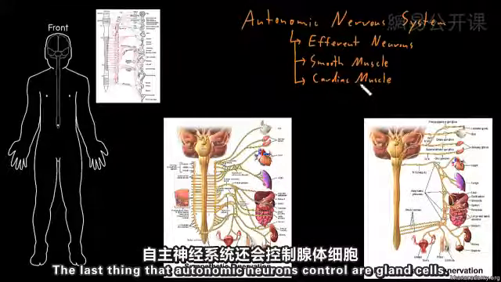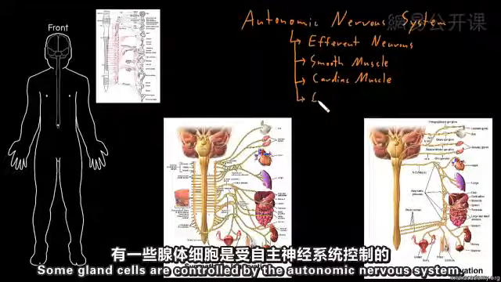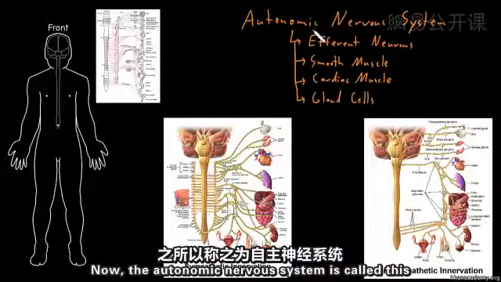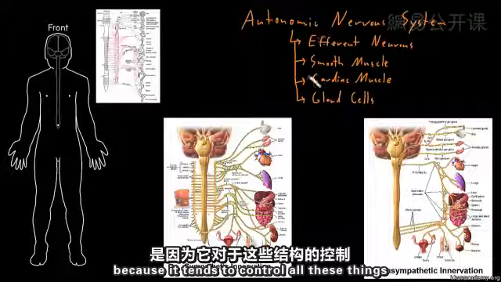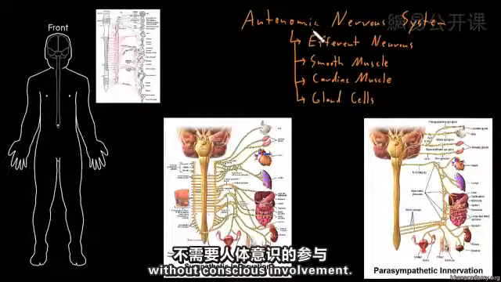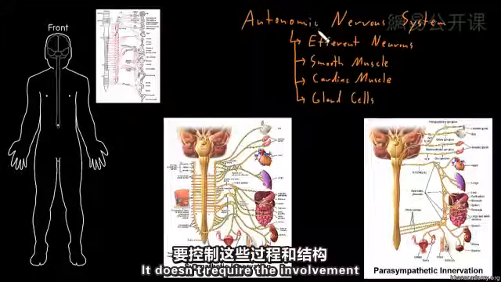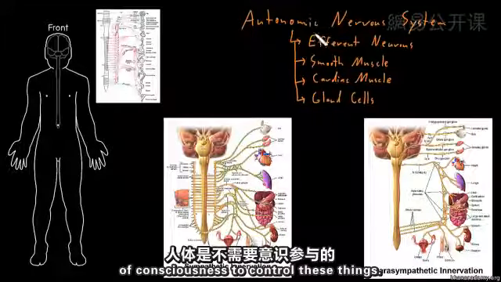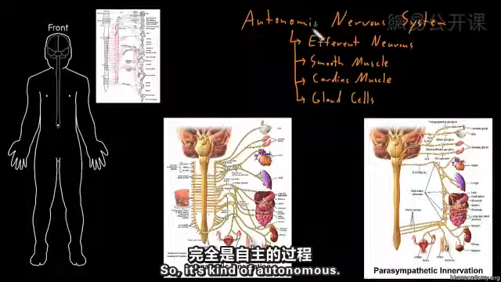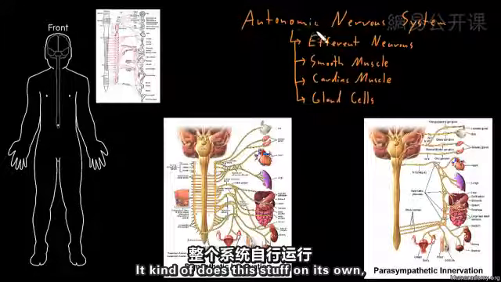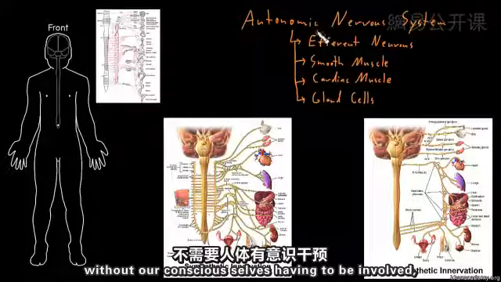The last thing that autonomic neurons control are gland cells. Some gland cells are controlled by the autonomic nervous system. Now, the autonomic nervous system is called this because it tends to control all these things without conscious involvement. It doesn't require the involvement of consciousness to control these things. So it's kind of autonomous. It kind of does this stuff on its own without our conscious cells having to be involved for the most part.